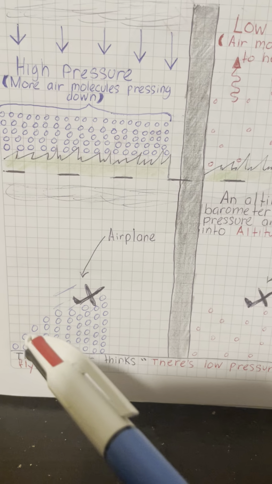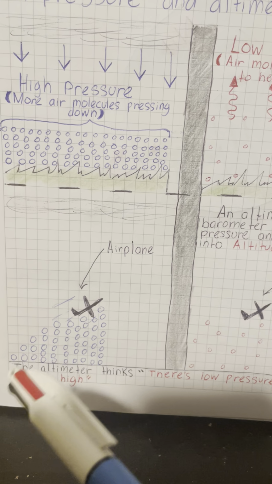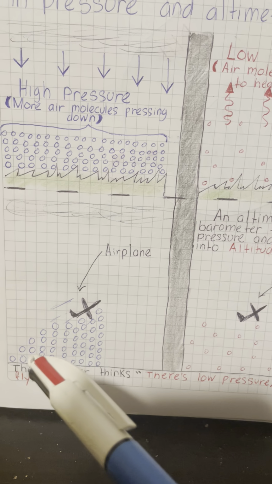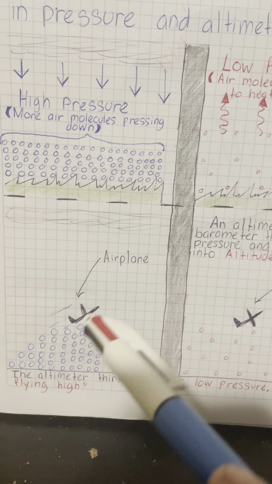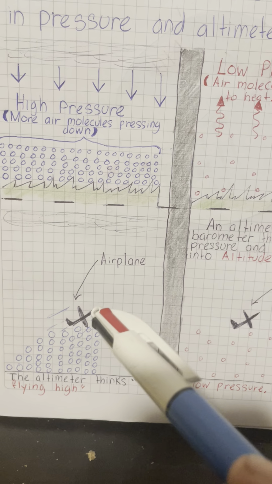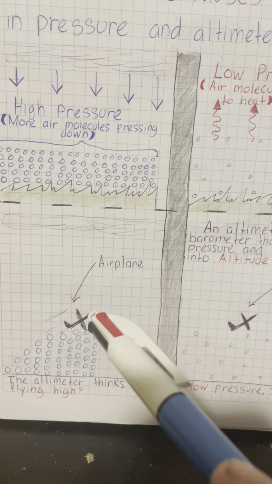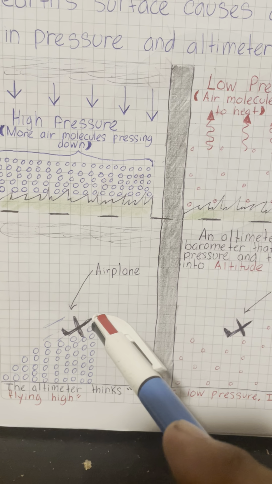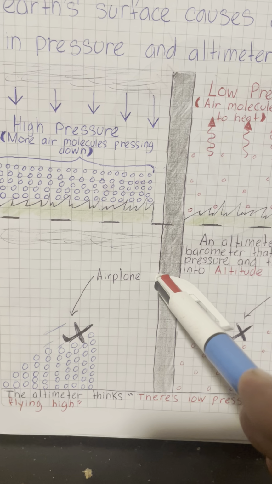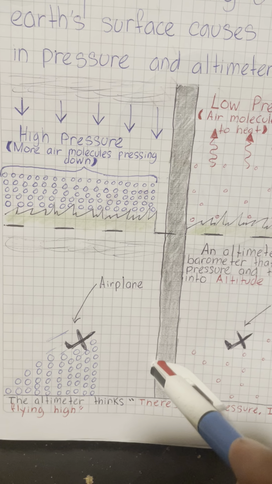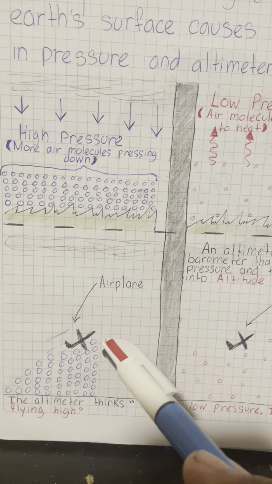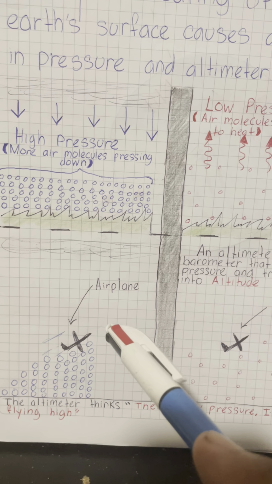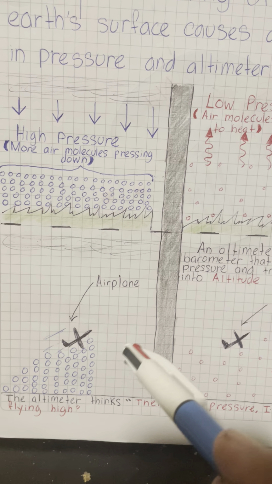In this first quadrant, we have an airplane taking off, and look at the air molecules below it. They're all packed, and as the plane keeps climbing, there are more air molecules below the airplane. The airplane starts flying from here to here. This column is going to be full of air molecules, and the altimeter is counting all the air molecules and turning it into altitude.